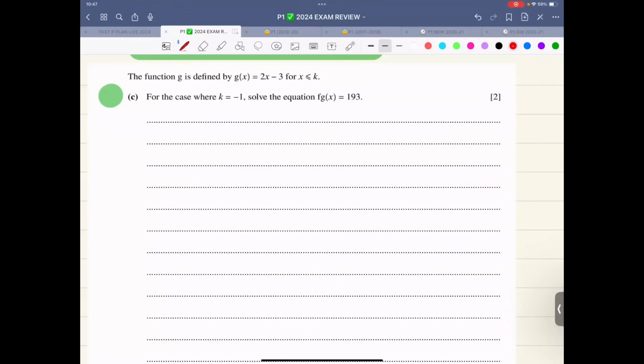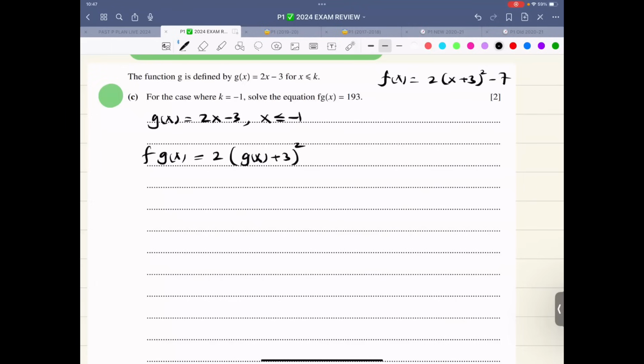Now the next page says the function g(x) is defined by such and such for the case where k equals -1. So now we have g(x) equals 2x - 3, x less than or equal to -1. Solve this equation. So f of g(x), what is f(x)? f(x) is 2(x + 3)² - 7. f of g(x), g(x) goes inside. So therefore, 2(g(x) + 3)² - 7. When we simplify, we get 8x² - 7.